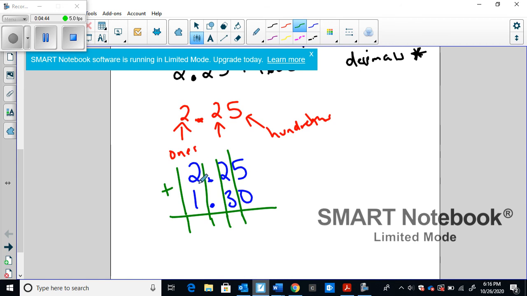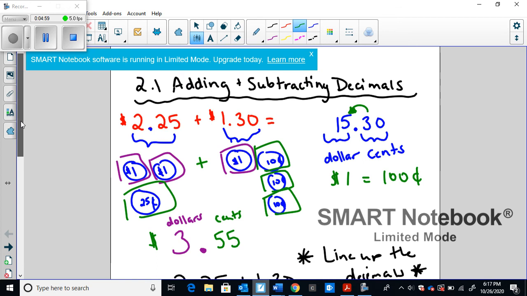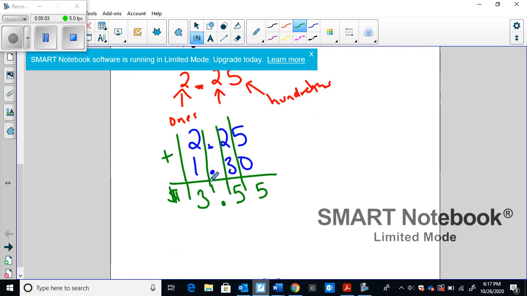So now I'm going to go 5 plus 0 is 5. Great. 2 plus 3 is 5. The decimals fall right in line, so that's where my decimal goes when I add. And 2 plus 1 is 3. $3.55, just like we added up here. Okay, so that's going to be very important for us.